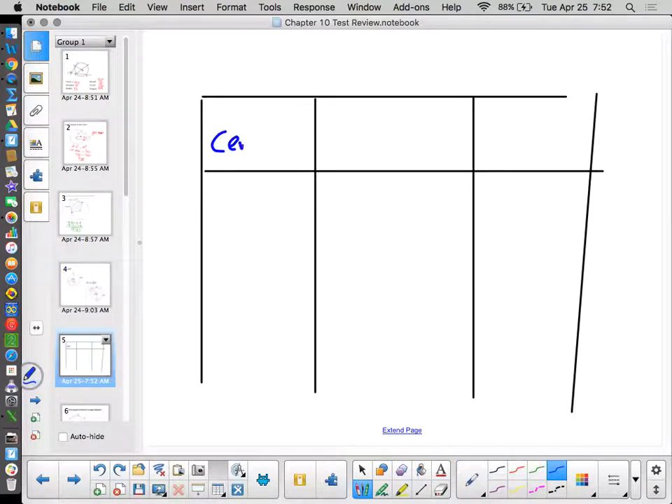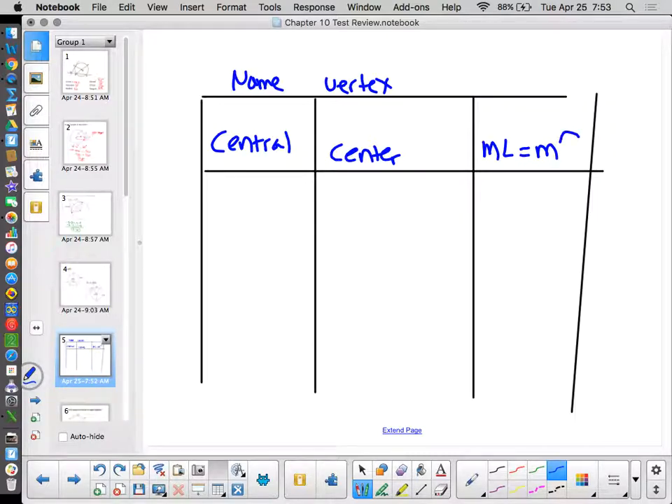Okay. If I have a central angle, where's the vertex? Where's the vertex for a central angle? This is not a trick question. Where's the vertex? At the center. Okay, and the measure of the angle equals the measure of the arc. It's not a 1/2. There's no doubling. Nothing gets doubled or halved or anything like that. The measure of the angle is the same as the measure of the arc. That's the way central angles work.